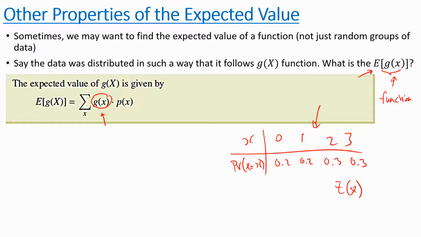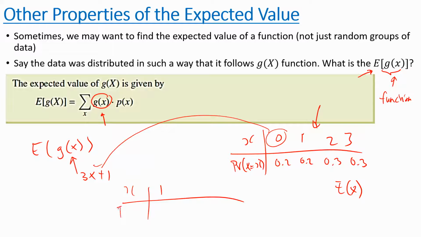Well, what happens if you then found E of a function of x? So let's say I can predict, I model this, and I say g of x is equal to 3x plus 1. The only thing that changes now is that instead of 0, you now have 0 times 3 plus 1, which makes it 1. So now you have a data value of 1, and the probability of it occurring is still the same. You still have a 20% chance of this occurring. I'm just saying I'm affecting my x values or my data. Okay, so I'm changing my data in the sense that I can predict using this number, done.